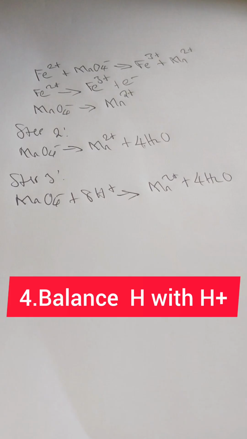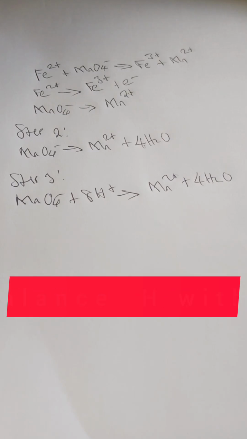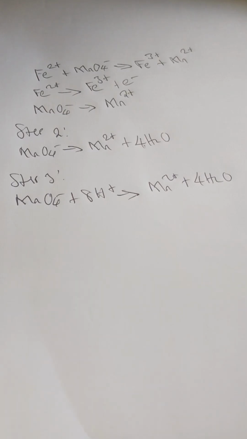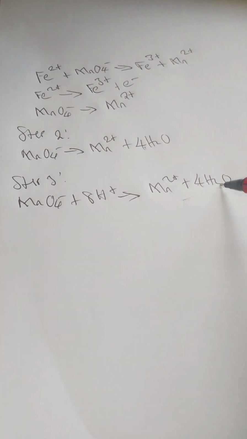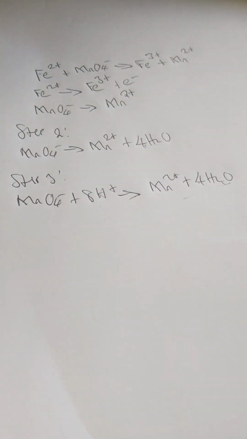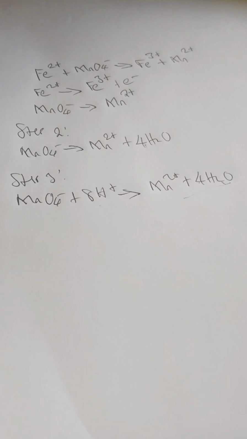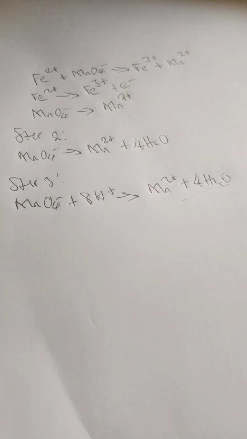And as you can see here on step 3, on the right side, there are 8 hydrogen atoms. 4 times 2 is 8, so that's why I've added 8 hydrogen atoms there. Now from that point, how do you proceed? After balancing the atoms, you go now to what? You balance the charges.